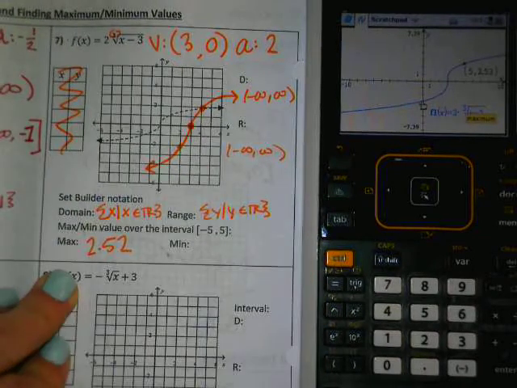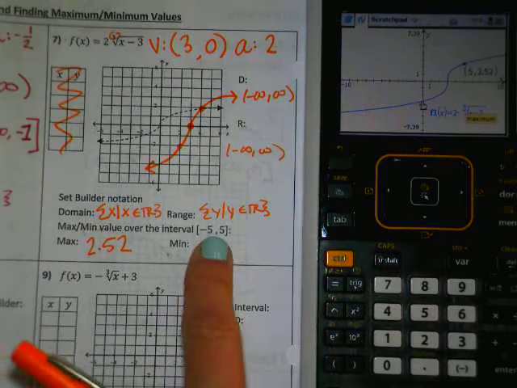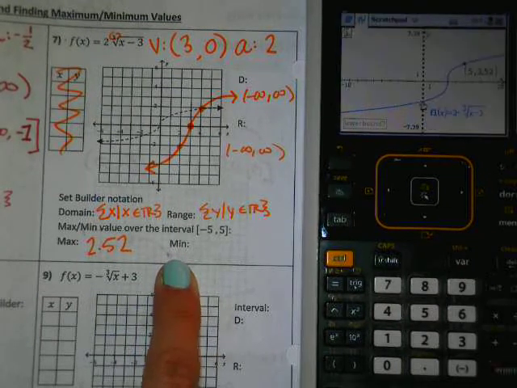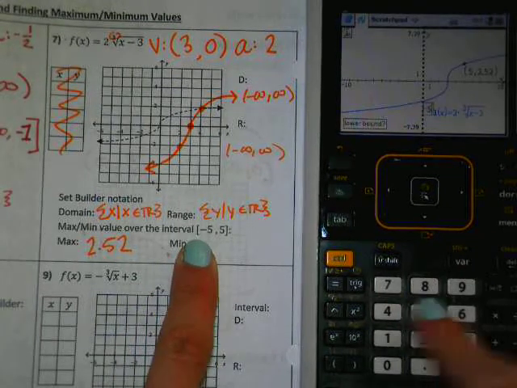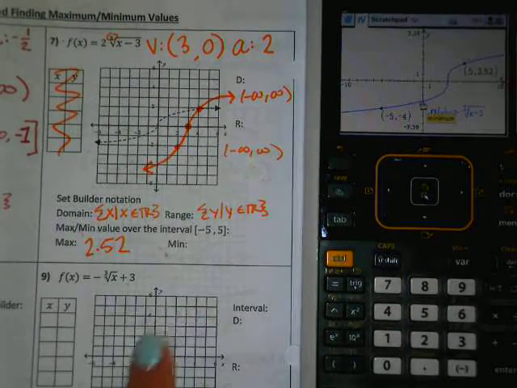Wait, where did you get -5 from? It tells you the interval right here. Oh. So for min, menu, analyze your graph, minimum, and then actually type your interval in, -5, enter, 5, enter. And so your minimum's at -4.